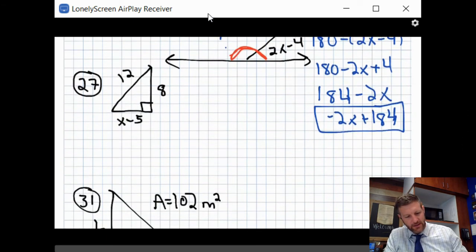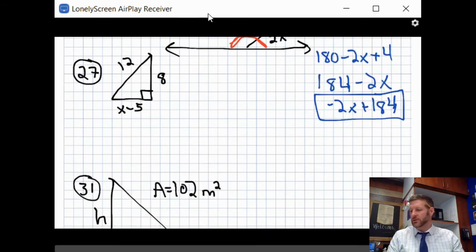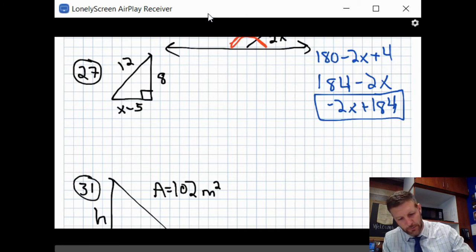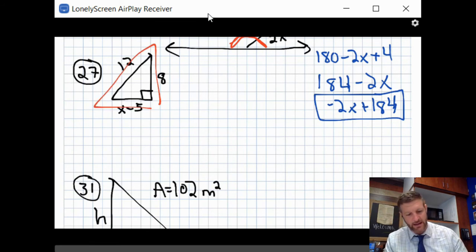Okay, 27 is an area and perimeter problem with a triangle. Again, kind of like the previous problem, one of the sides is expressed as an expression with x, a variable. So our final answer is not going to be just a number, it's going to be an expression. But let's go ahead and work through both.